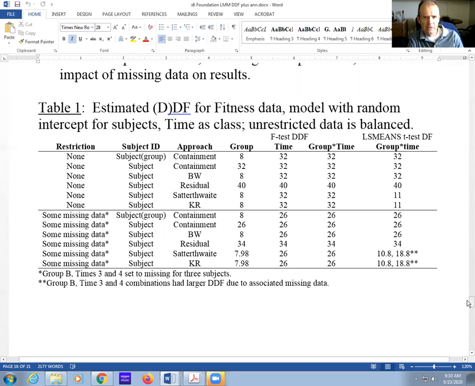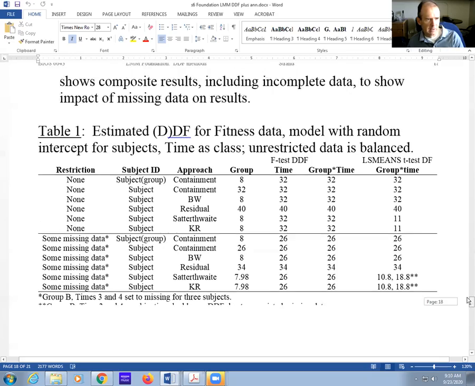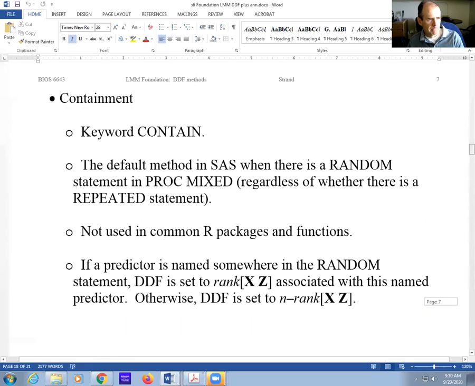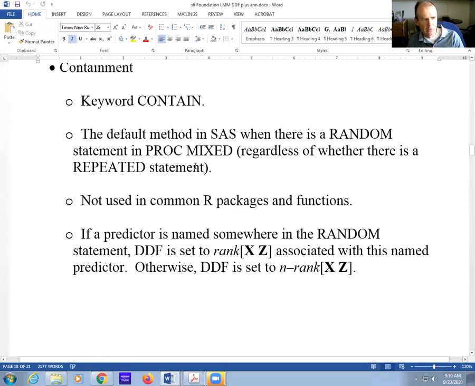In SAS, the default, if you have a random statement, is going to be the containment method. And that method is okay, but I did figure something out, and this is after teaching this course for over a decade. I looked at this in more detail earlier this spring. So the containment method, let me just go back to that slide. If you say method equals contain, that's going to use the containment method to estimate degrees of freedom. And that's a default in SAS when you have a random statement.